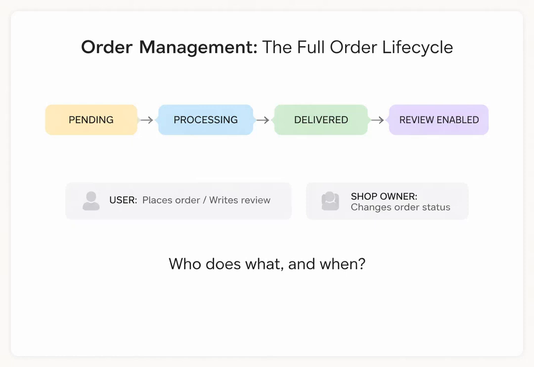Let's walk through the complete order lifecycle in this e-commerce system. When a user places an order, the order doesn't immediately jump to a completed state. It goes through a series of status changes, and each status change is controlled by the shop owner. So the flow looks like this. The user places an order, the status starts as pending. The shop owner sees the incoming order and moves it to processing. Once the goods are delivered to the user's location, the shop owner marks it as delivered.